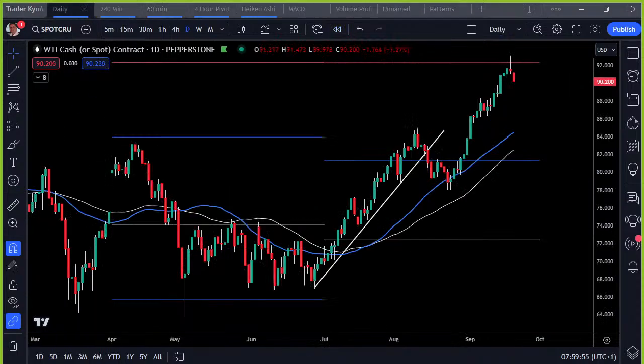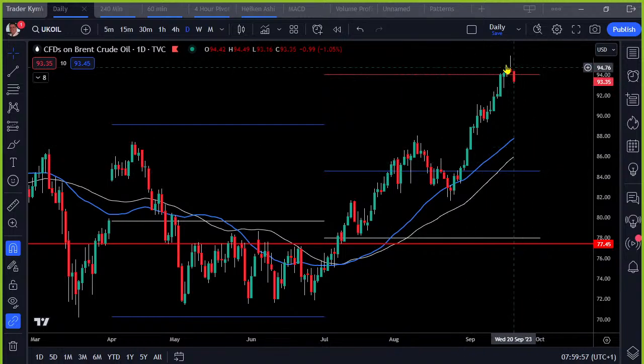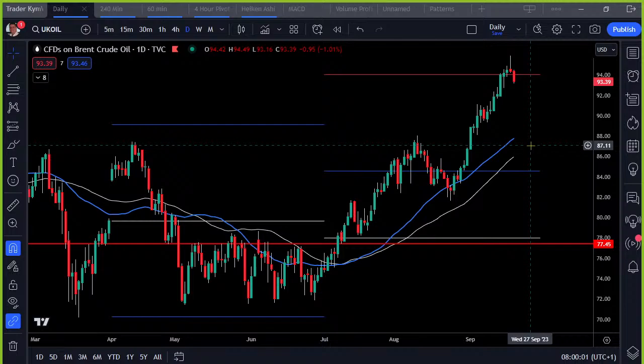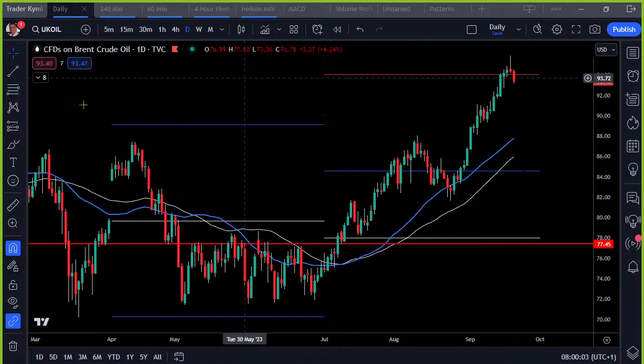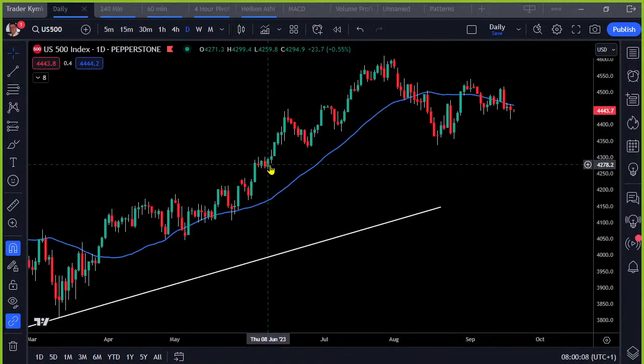I will just look at Brent very quickly, but it's the same picture, but not so technically perfect in terms of running into its pivot. It's just gone through it a little. Right, okay, enough of that. Let's quick look at the US markets, North American markets here.